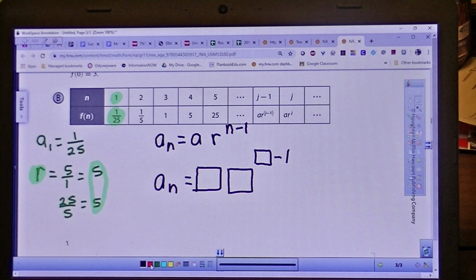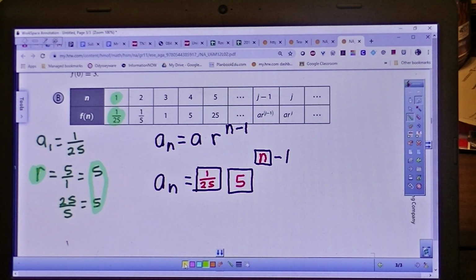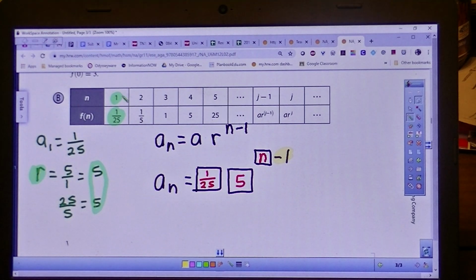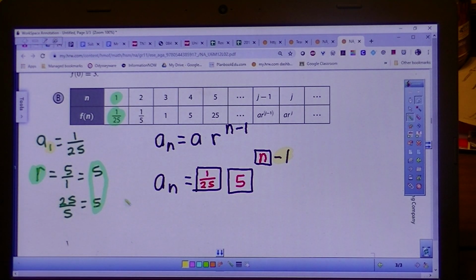Let me start putting some stuff in. So what is our A? Well, that's 1 over 25. What is the R? 5. Now, if I wanted the 5th term, I would put A sub 5 here, and I would put a 5 there. But since I'm looking for the nth term, I need to leave this an n right here. And we still got 1. Why do we have the 1? Well, we got the minus 1 because we started with 1, remember? Right there. So that's why we got our minus 1.